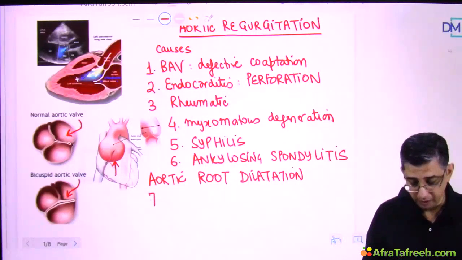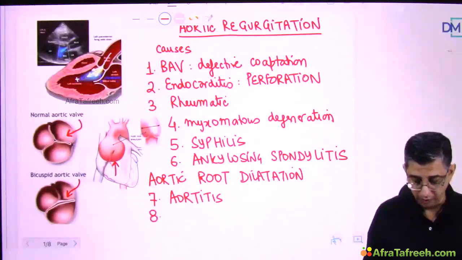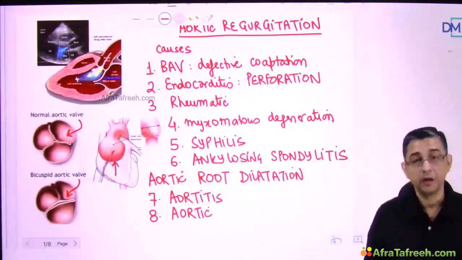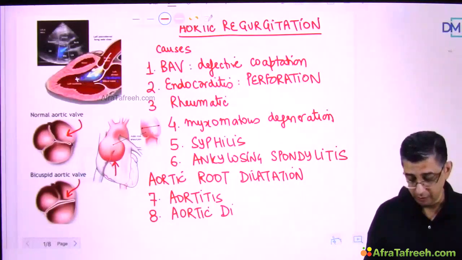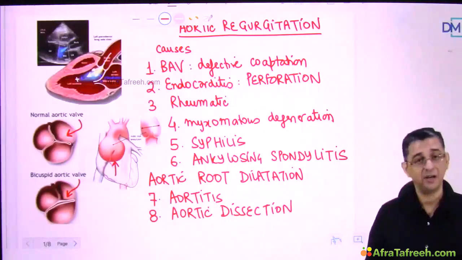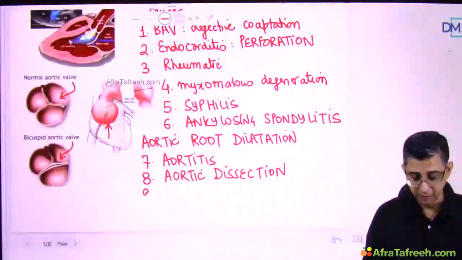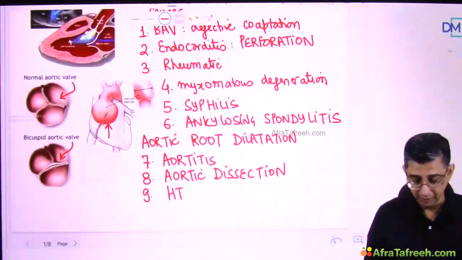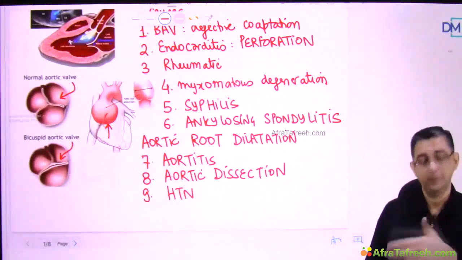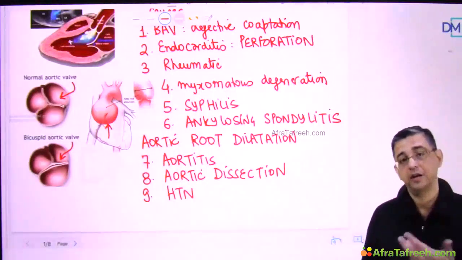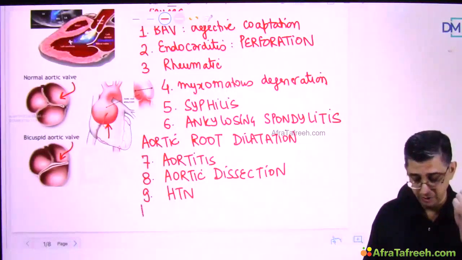Why would you be having an aortic root dilatation? One of the simple reasons for this could be aortitis, or rather more important that you can relate to is aortic dissection. Majority of patients of aortic dissection could be having connective tissue disorders or could be having uncontrolled hypertension. The number one cause for aortic dissection happens to be hypertension. So I am writing hypertension here because long-standing hypertension can cause aortic dissection that can contribute to aortic regurgitation.